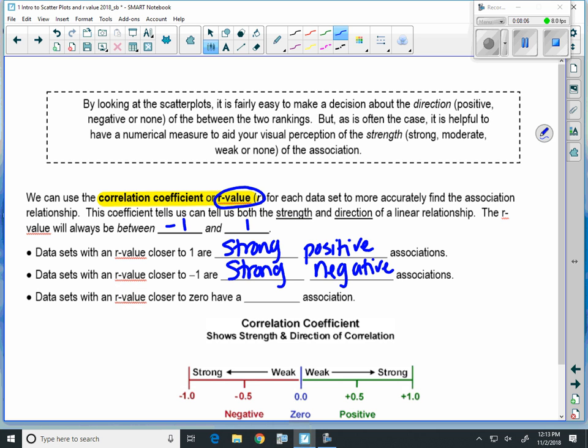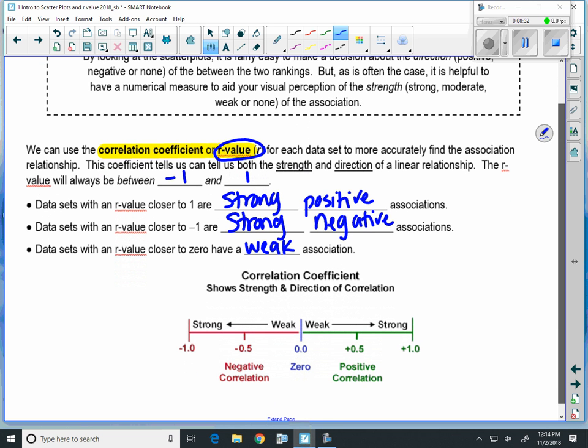If they are in the middle, if they are at 0, that is a weak association. So it's a weak association if they are close to 0. But if they're close to 1 or -1, it's strong. You just have to decide positive or negative based on what number they're close to. So here's a really great little chart.